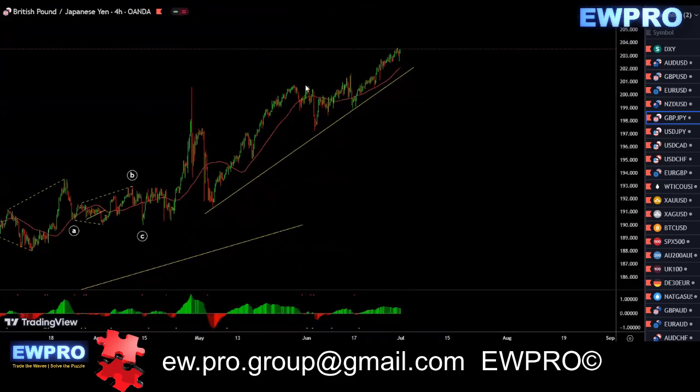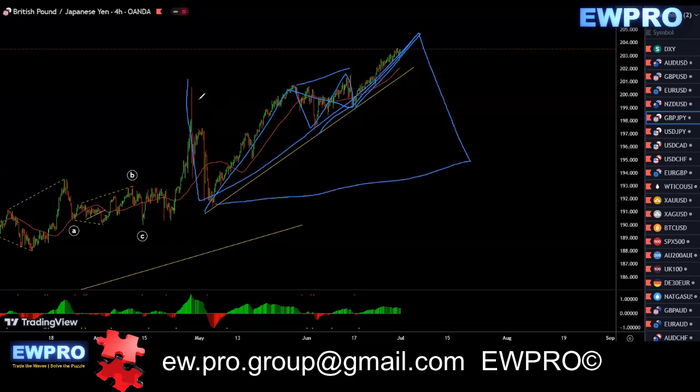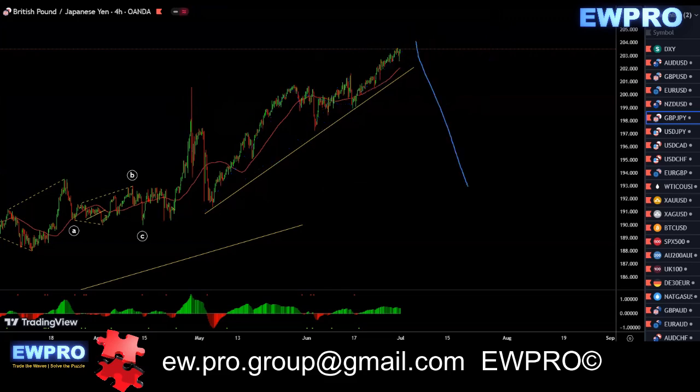Like we have this flat in here. That flat for the A, B, C, it's getting a long drawn out. I'm still not looking for buys though. I'm looking for an A, a B, and looking to trade that C down. It may turn into a flat for more upside, but I'm still looking to trade that C down.